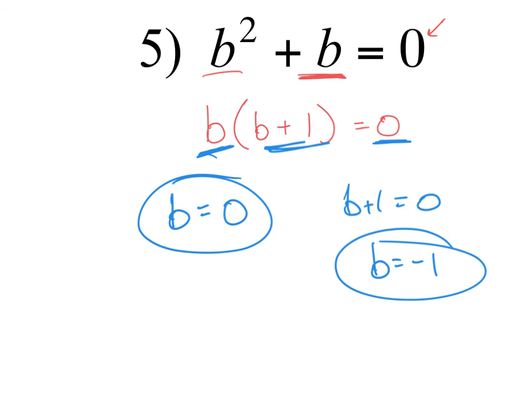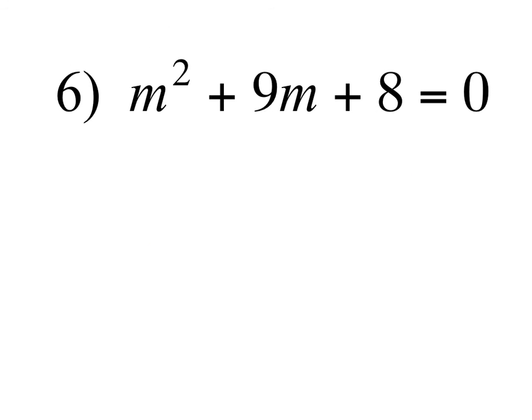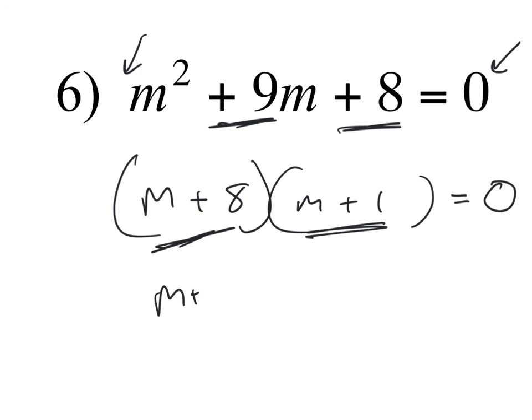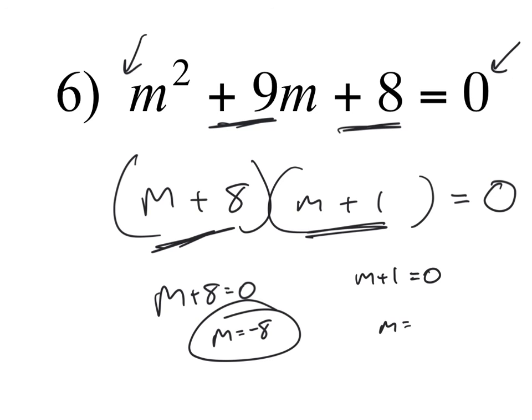All right. Let's give this last one a shot here. All right, I see no number in front. We already got the 0 on one side. We are ready to rock and roll. Speed technique. Two things to multiply to 8, add to 9. M plus 8, m plus 1, still equals 0. Set your groups equal to 0. M plus 8 equals 0. M equals negative 8. M plus 1 equals 0. M equals negative 1. And we're good. Check those answers. See how you did.